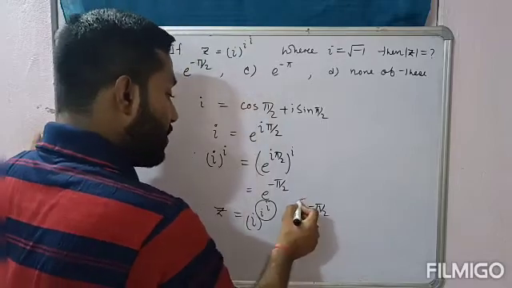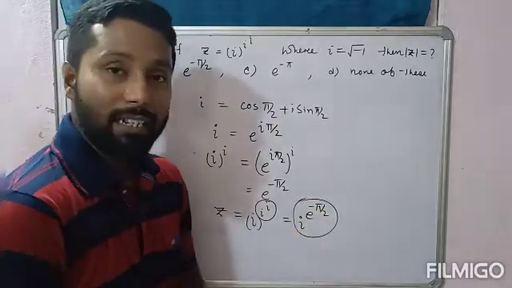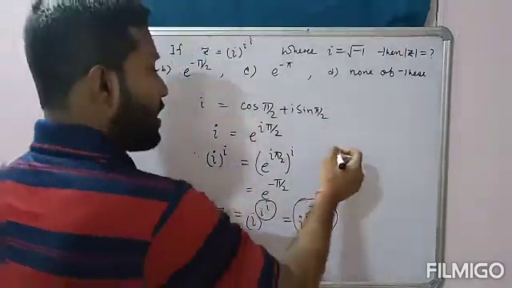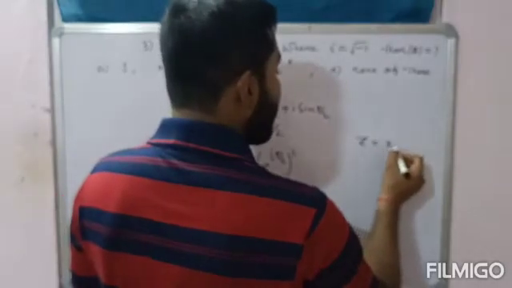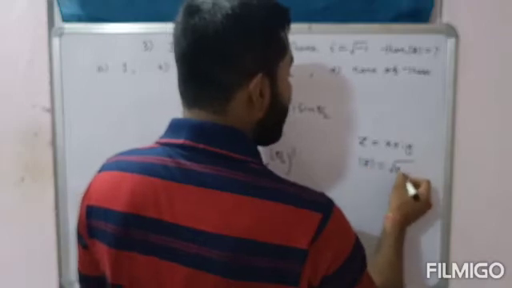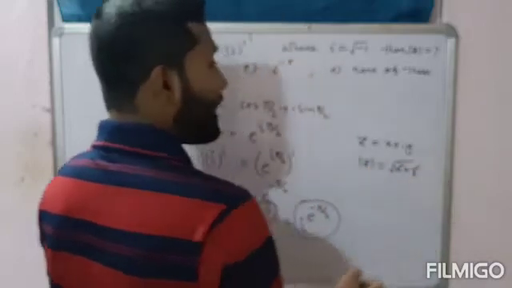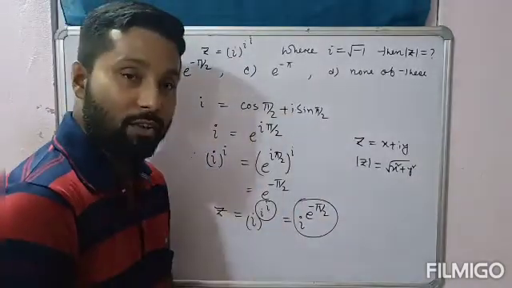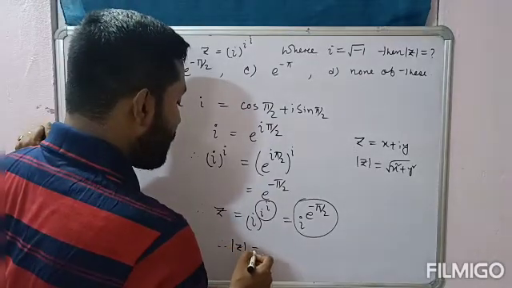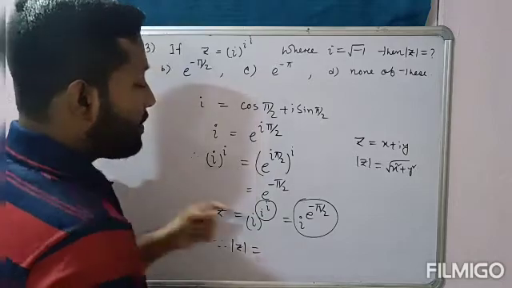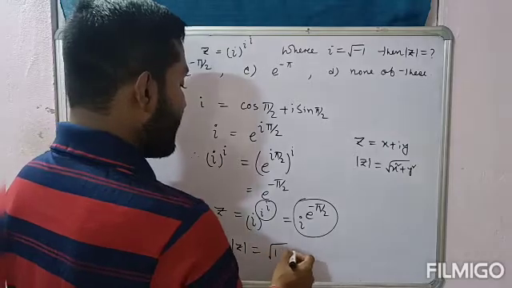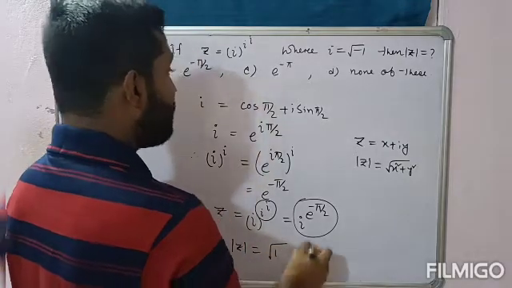Alright, so this is a completely imaginary number, right? There is no real part. i to the power something is there, that means it is completely imaginary. We all know that if z is equal to x plus iy, then mod z is equal to root over x square plus y square, that is, the real part of z whole square plus the imaginary part of z whole square. This is purely imaginary. So therefore mod z is equal to root over 1 only. This is equal to 1. So the value of mod z is 1.